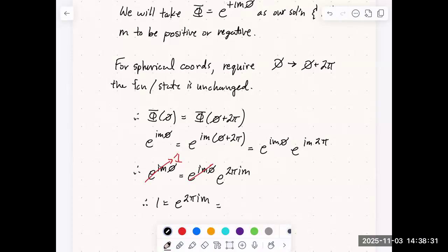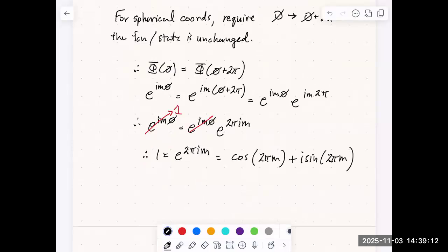But remember, Euler's equation says I can write these complex exponentials as cos of 2 pi m plus i sine of 2 pi m. And so what I need is the sine to vanish, and I need the cosine to be 1. And the only way I can do that is if m is an integer. If I put in m is 0, it works. If I put in m is 1, it works. m is 2 works. m is minus 1 works. m is minus 2 works. And so all integer values of m work. Anything not integer doesn't work.